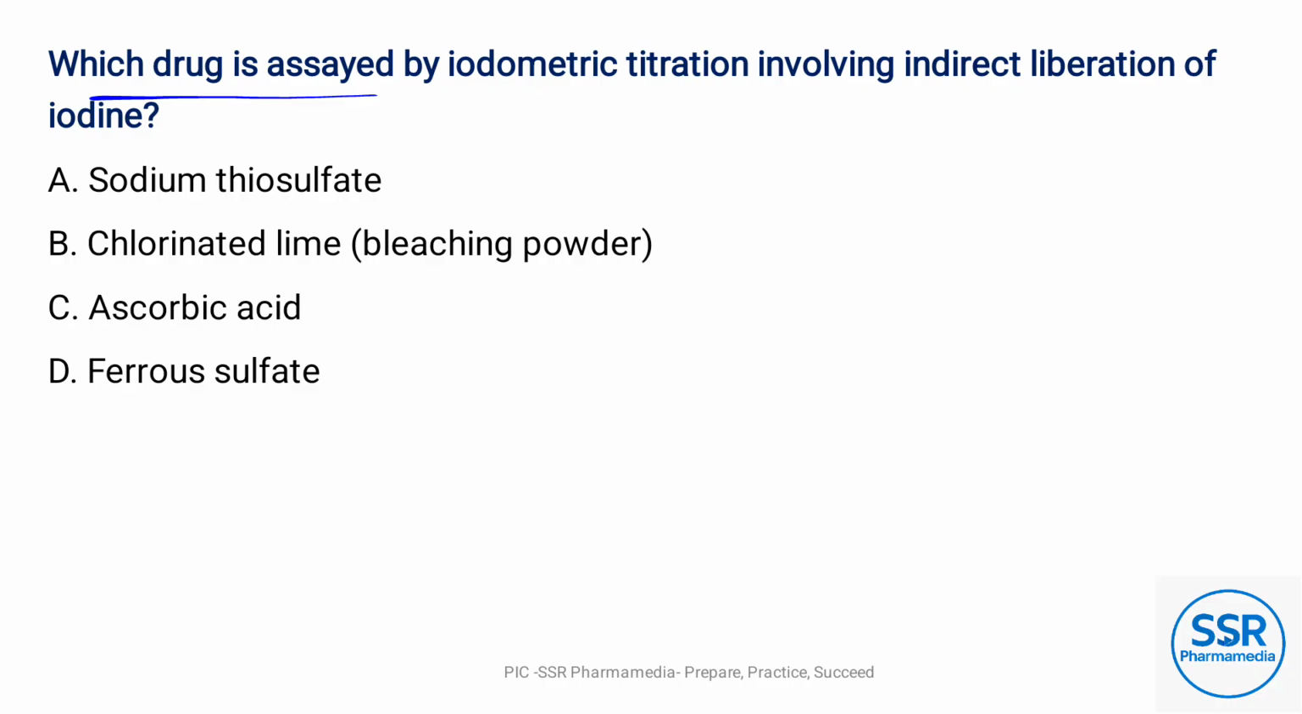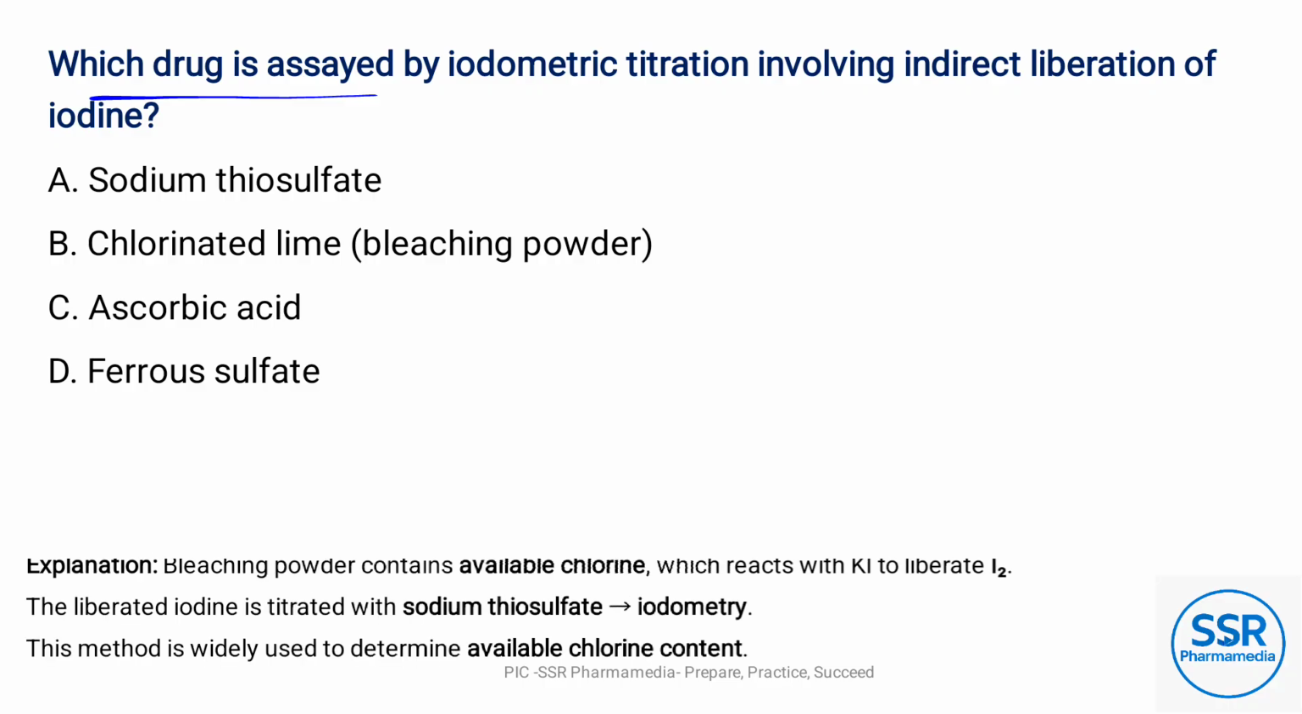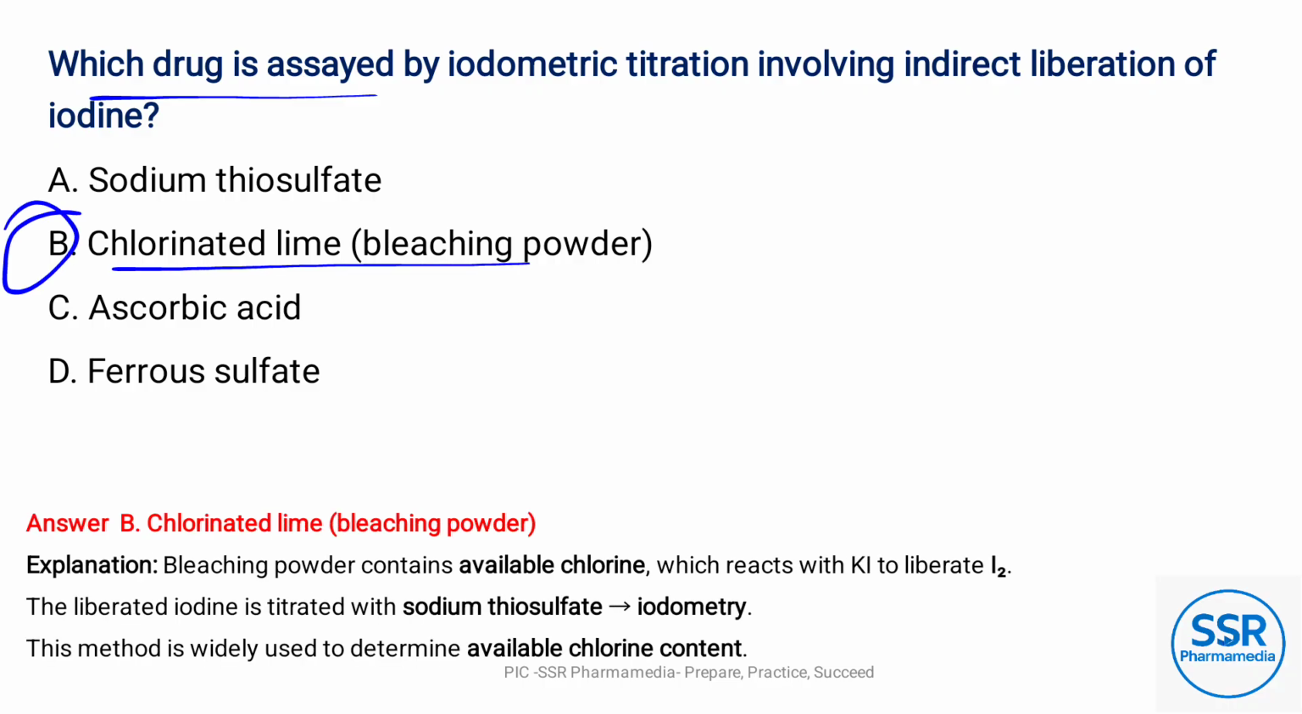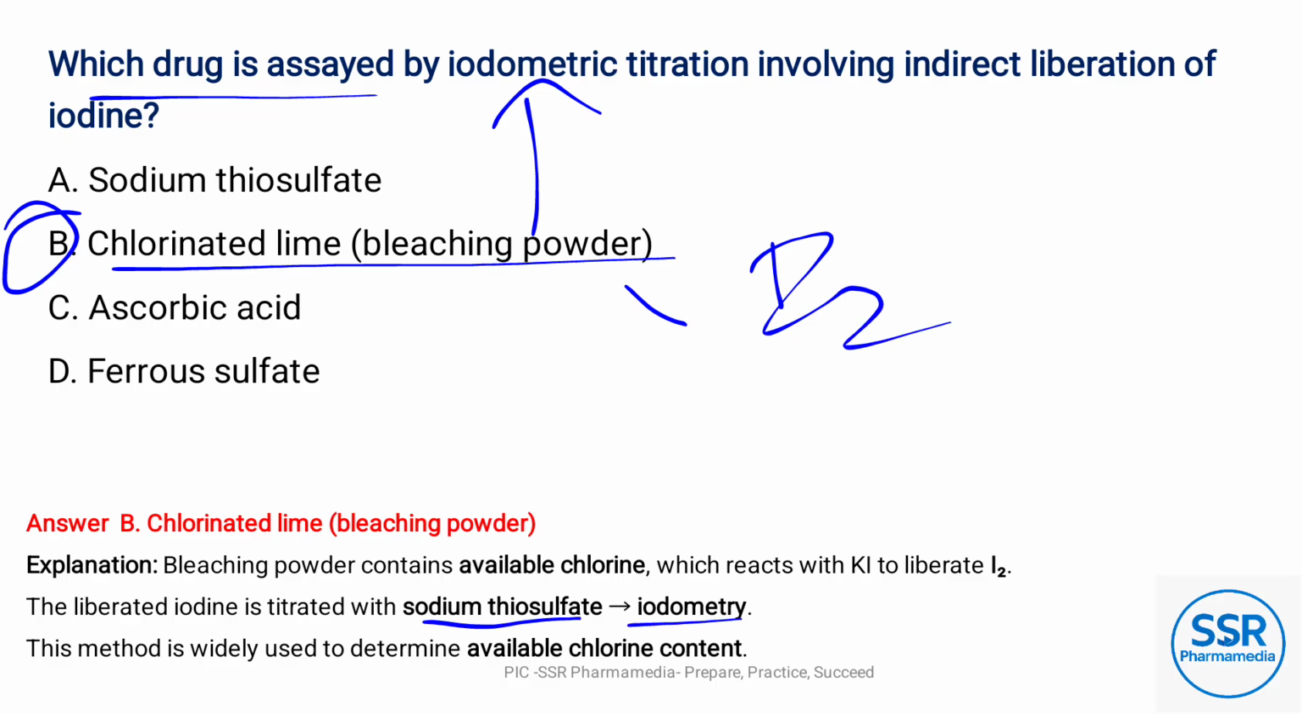Which drug is assayed by iodometric titration involving indirect liberation of iodine? Option B, chlorinated lime. It is a type of bleaching powder. Bleaching powder is assayed by the iodometric method because it reacts with acetic acid and potassium iodide to produce iodine. That liberated iodine reacts with sodium thiosulfate, so it is called the iodometric method.